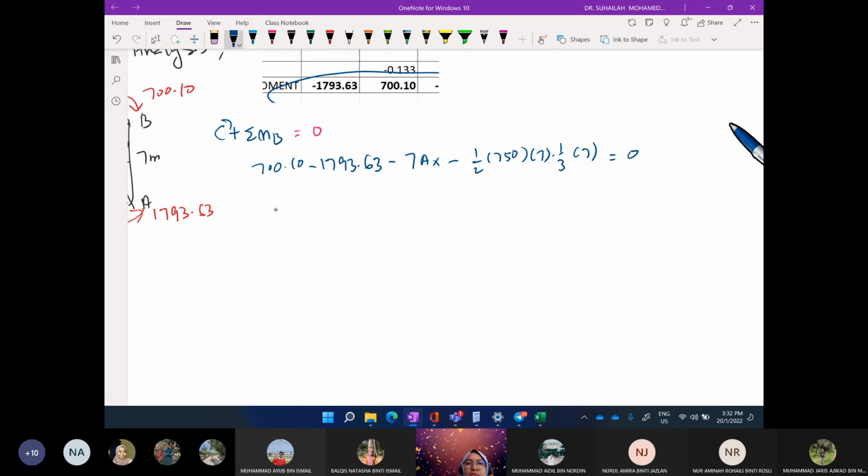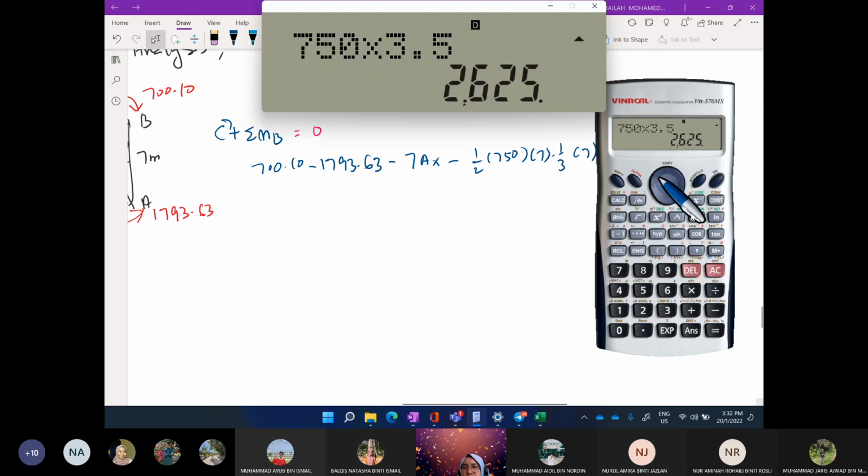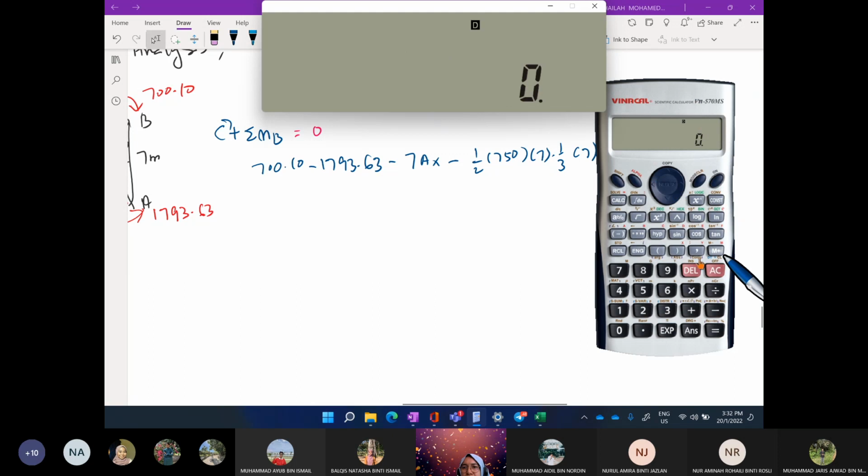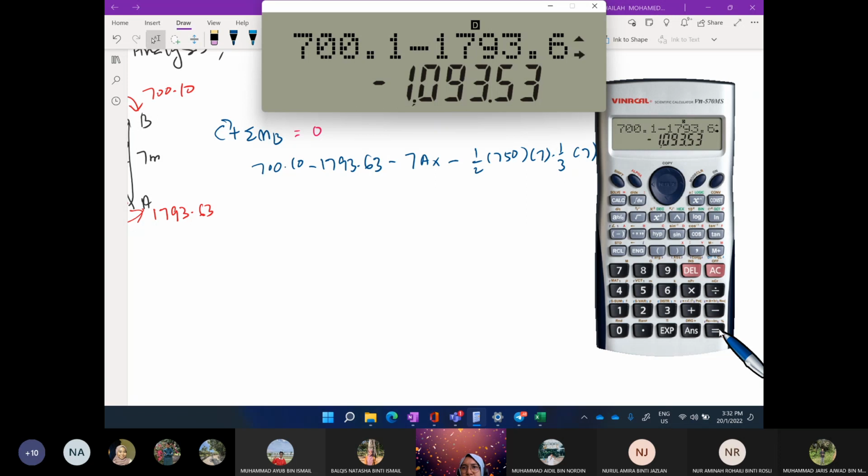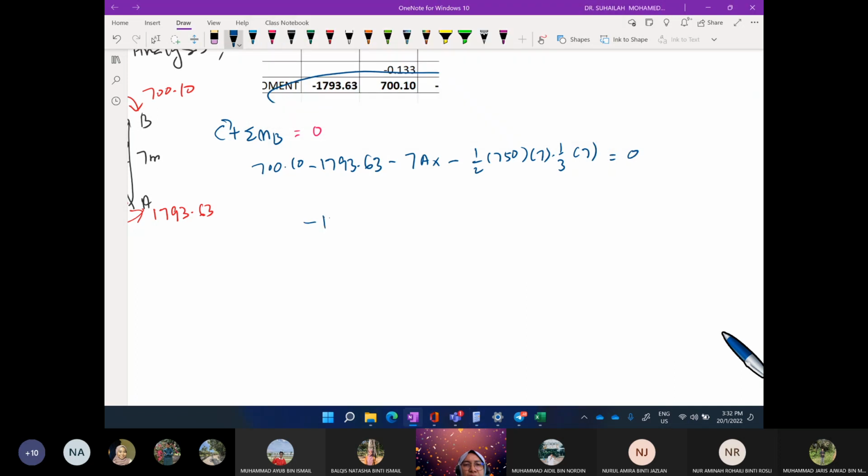So AX is equal to 700.1 minus 1793.63, and this is equal to negative 1093.53.